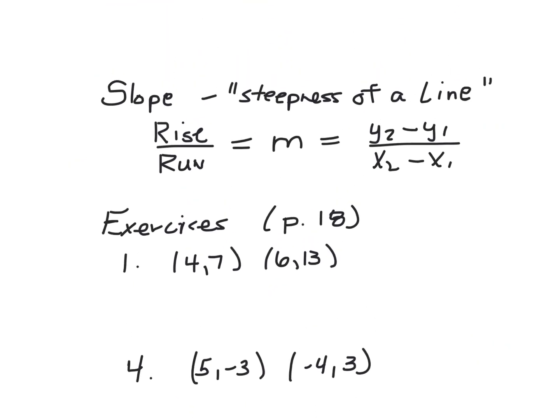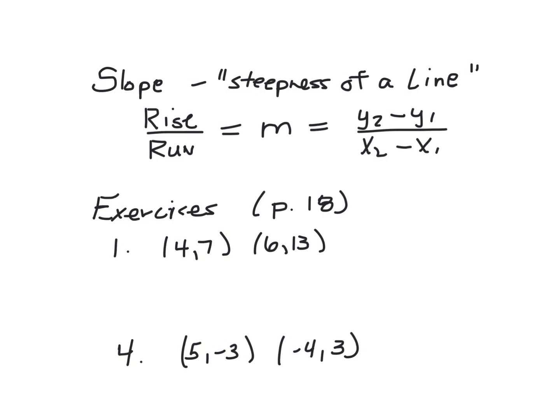Next thing we're going to talk about now is slope. Slope is applying this to lines, and we're going to be measuring the steepness of a line. Slope is abbreviated by m, and sometimes referred to as the rise over the run. The rise is vertical change, which is the change in the y coordinates. So we have y2 minus y1 over x2 minus x1.